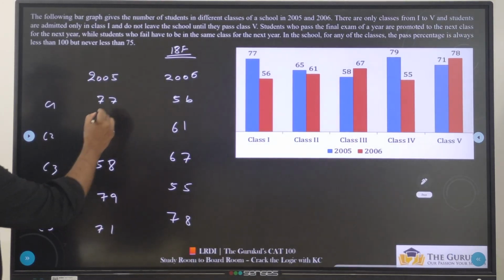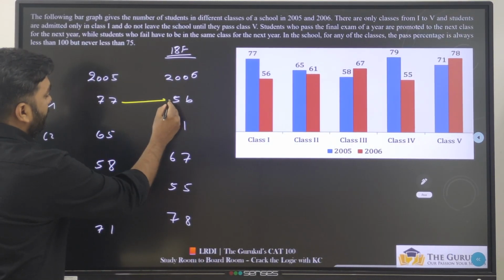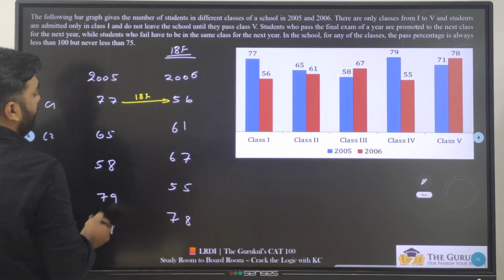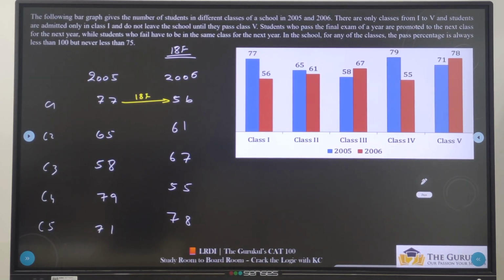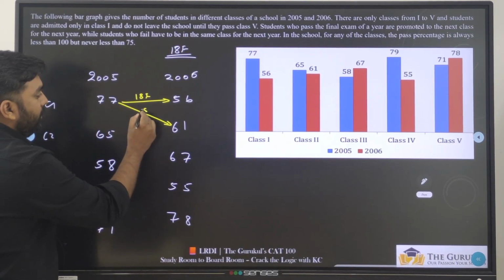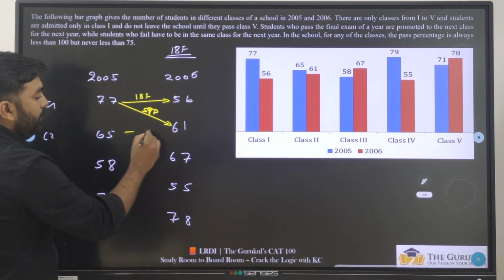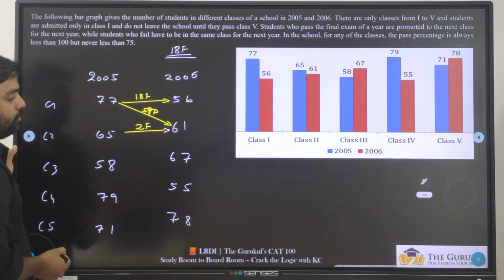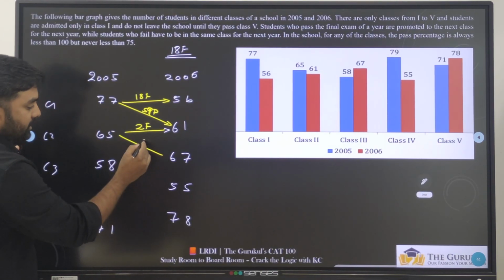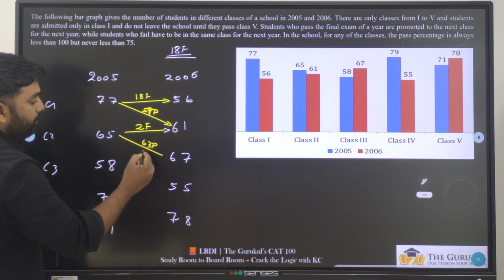Okay, if 18 students failed over here, 18 students failed and stayed here, so how many students passed and went for the next class? Perfect. 59 students will pass and go for the next class. 59 students passed the exam. Out of 61, if 59 passed the exam, which means I am having 2 failed students who are going here, which means 63 will go here, that is pass.